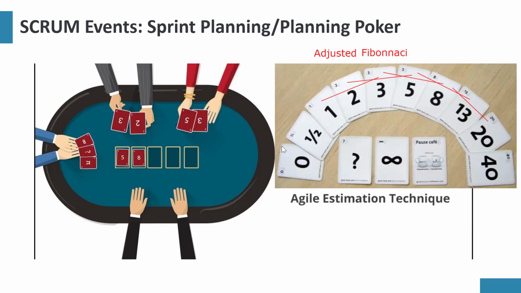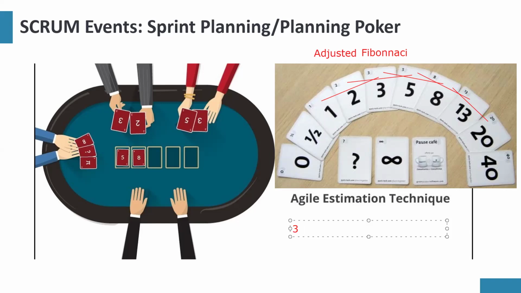Now, what happens is that the product owner will describe a feature. Let's say you have 5 developers. Each of them will have the same set of cards, and based on the effort they feel it will take, they'll select a number. Now, they don't show the card until the last moment. In poker, if you show everybody your card, you're out of the game. So you show the card at the last moment.